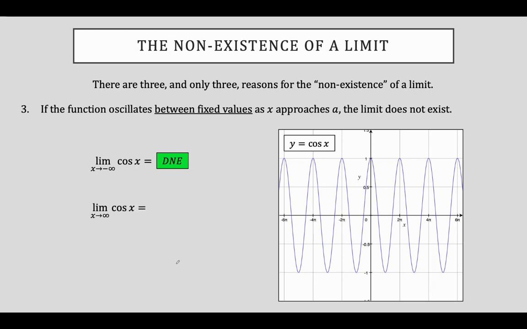Similarly, the limit of cosine of x as x approaches +infinity. What is this graph doing as it goes to the right? Do the y values approach a single unique number?